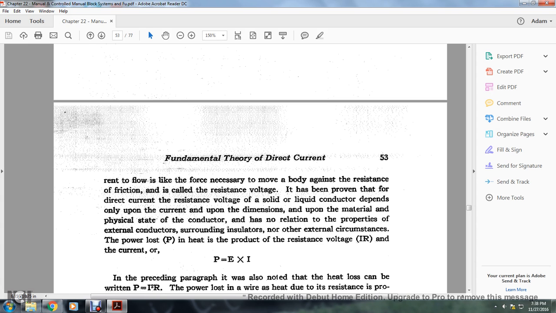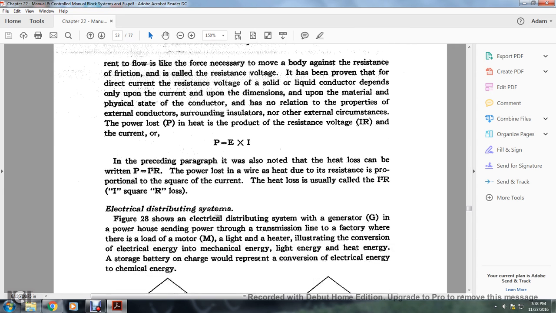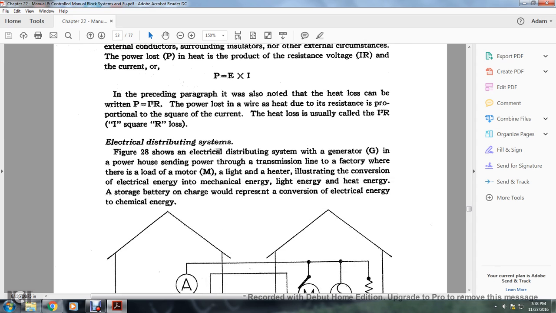The power is in the heat produced by the resistance, voltage and the current, or P equals voltage times amperes, watts equals amperes squared times ohms. The power loss of a wire is proportional to the resistance and the square of the current. The heat loss is the I squared R loss: I squared times R.